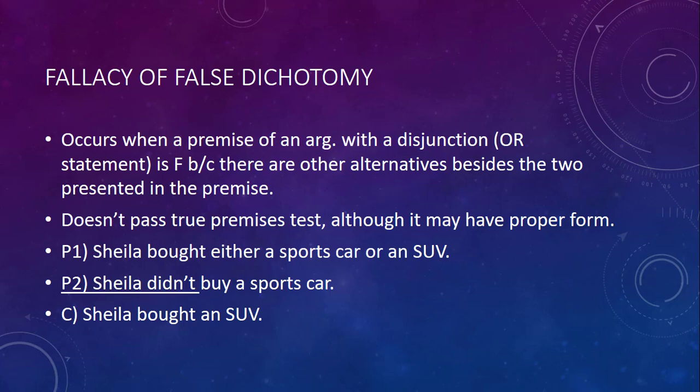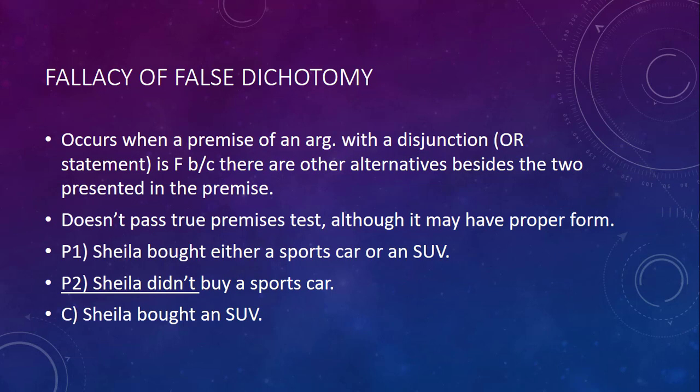However, this is not a good argument in this particular case because the first premise doesn't include all the other alternative possibilities. It could be the case that Sheila bought a sedan. Right? There are many other kinds of cars that Sheila possibly could have bought.